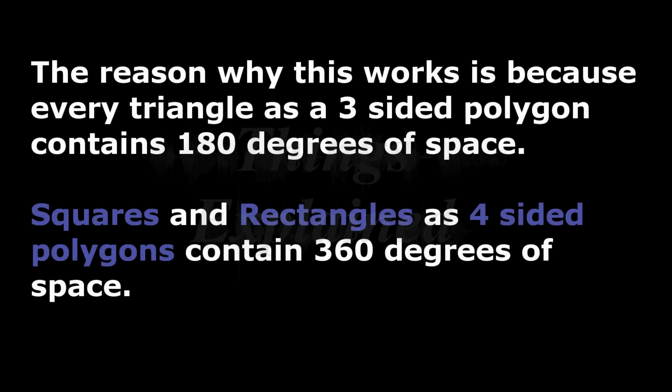The reason this works is because every triangle is a three-sided polygon. Every three-sided polygon contains 180 degrees of space. Squares and rectangles, however, are four-sided polygons. They contain 360 degrees of space, twice that of triangles. In order to explain how this works, I have to also point out that when you take the area of a square or rectangle it is also somewhat related to the area of a triangle.